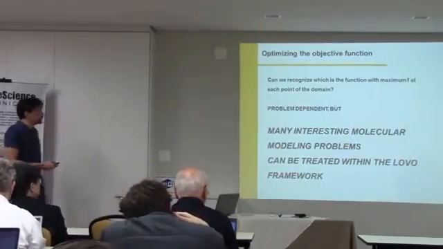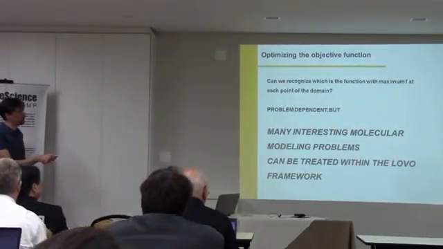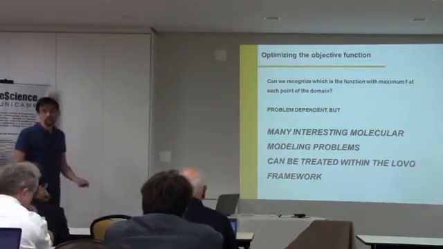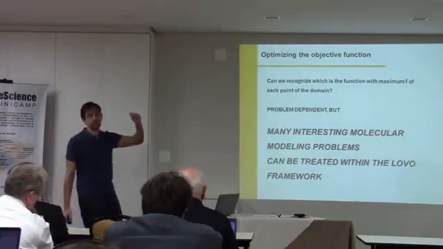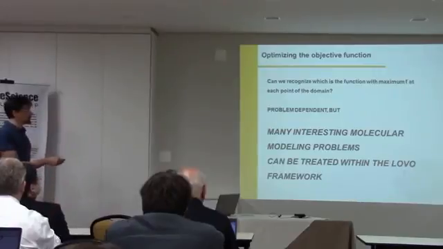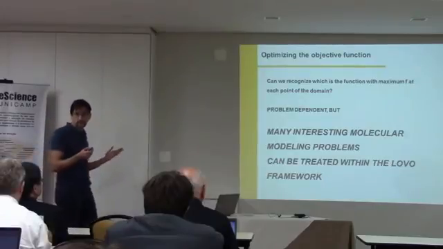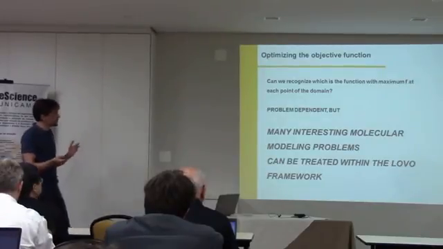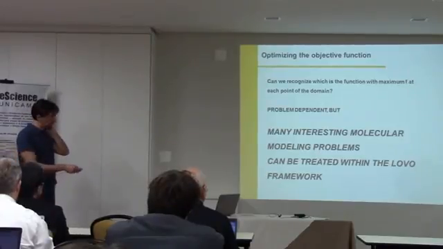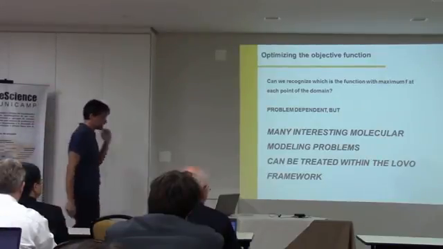So one of the problems is how can we recognize which is the function that's concurring at each point of the domain that assumes the maximum value. Therefore we have to recognize which is the function that actually is taking us to the objective function that we're trying to maximize. And this is problem dependent. Of course, there are some problems that can be well defined in terms of concurrent value optimization problems, and other problems that cannot. But many interesting molecular modeling problems can be treated within the concurrent value optimization framework. I have changed the name for it.